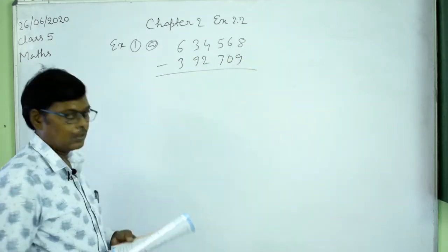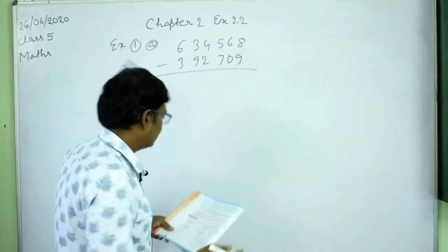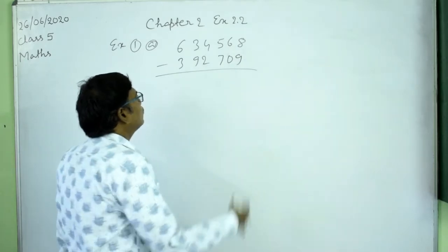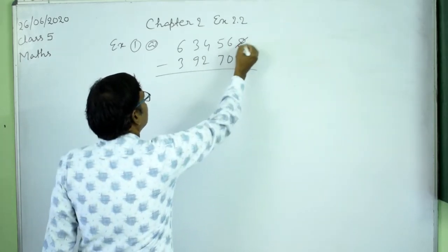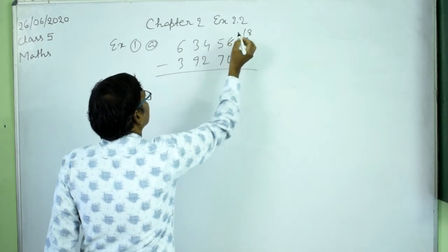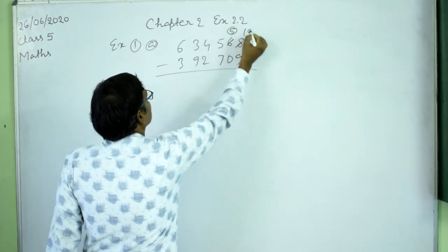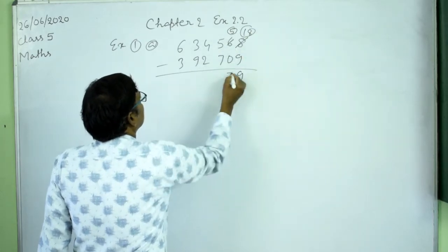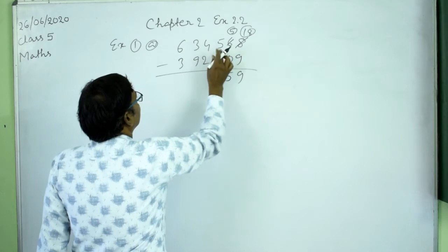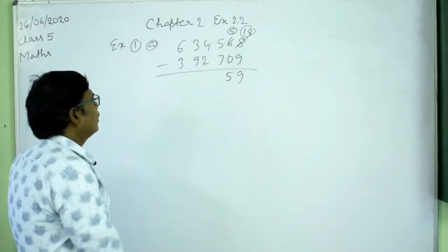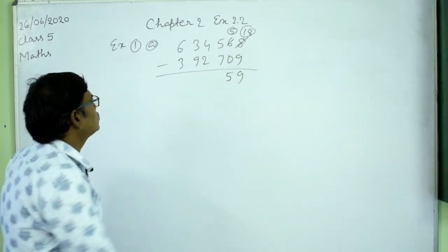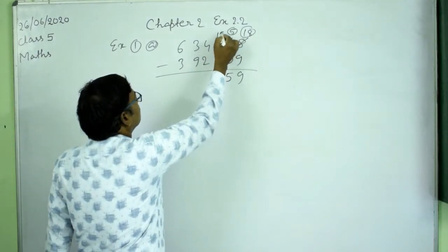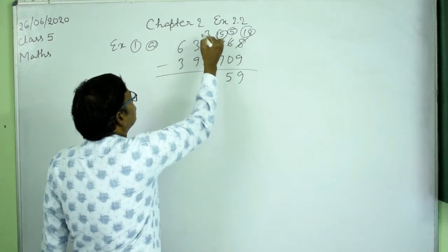So how will you subtract? You know how to subtract. Here you have 8 and this is 9, so you have to borrow from 6 here, so it will be 18, and here you will have 5. Okay, so 18 minus 9 will be 9, and 5 minus 0 will be 5, and here again, because 5 is less than 7, we have to borrow from this 4. So here you will have 15, and here it will be 3.